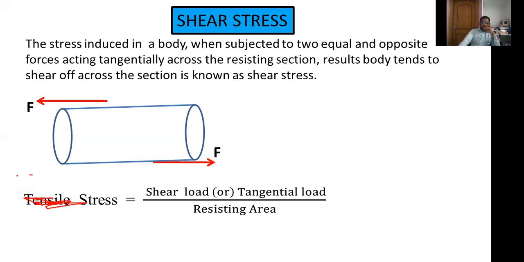Here the formula is the same. Shear stress is equal to shear load or tangential load divided by resisting area. This is the formula for shear stress. Here the shear stress is indicated by the symbol tau. So tau equals force or load by resisting area.